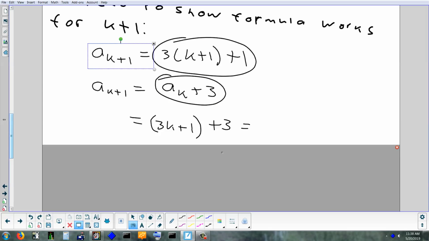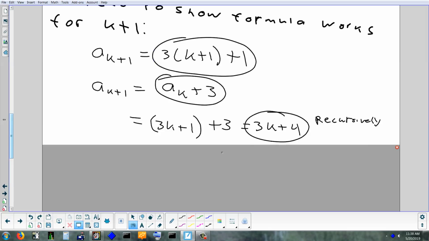What's 3k plus 1 plus 3? Yep. So I get, that's calculating the k plus 1th term recursively. I don't think there's any in there explicit. So I know that that's correct. I just took the term before it and I added 3. Now let's use the formula and see if we get the same result.